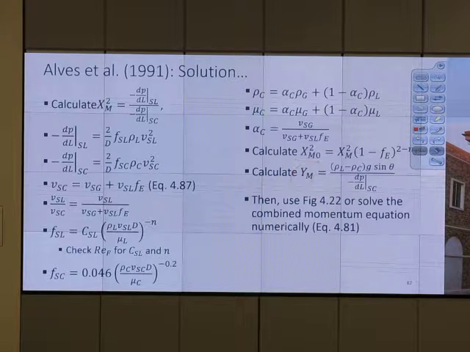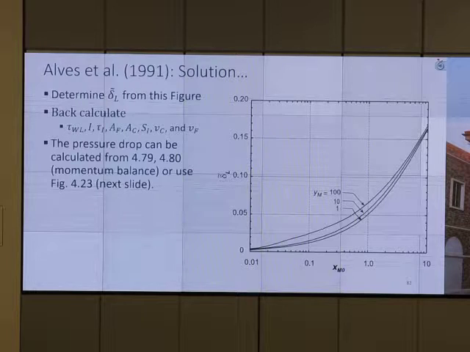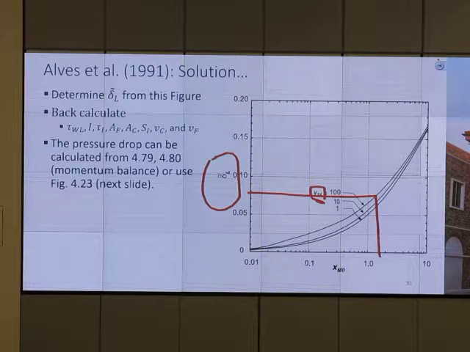Then the easiest step: use this chart. When you have xm squared, xm0 squared, take the square root. If you don't take the square root, your value will be off by a lot. Take the square root, get x sub m. From this graph, based on your y sub m, we can find delta L2 though. Get it from the graph.